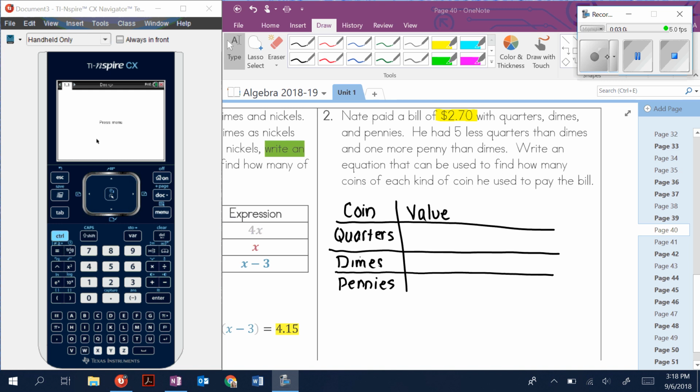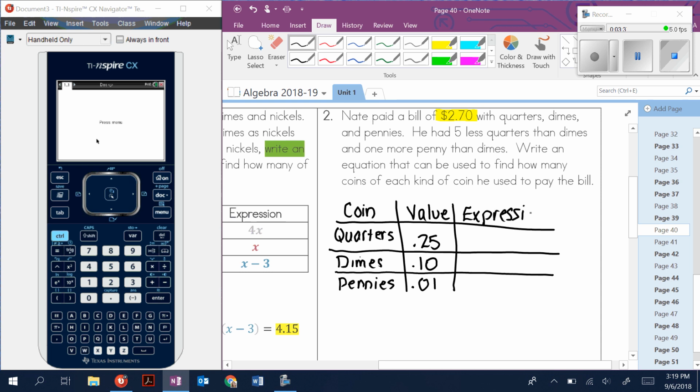Okay, and we know that quarters are worth 25 cents. Dimes are 10 cents, and pennies are just 1 cent, 0.01. All right, that's the easy part. And not that this is more difficult, but you just have to think about it a little bit more. Okay, so here we have to come up with our expression, or however many coins there are.